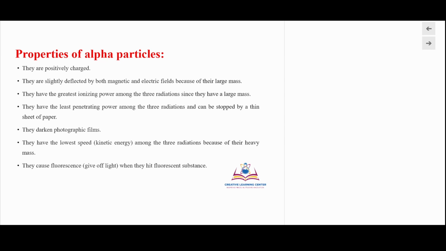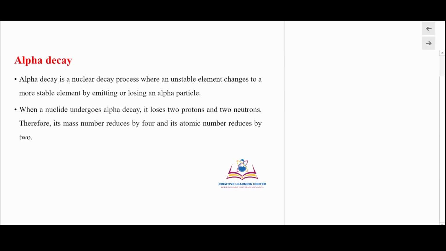Therefore, because of their heavy masses, they are very heavy. Therefore, their kinetic energy is going to be a little bit lower. That's what you need to know about the alpha particles. There are so many other properties. You can do more research. We have talked about the decay. You have seen how the decay takes place.